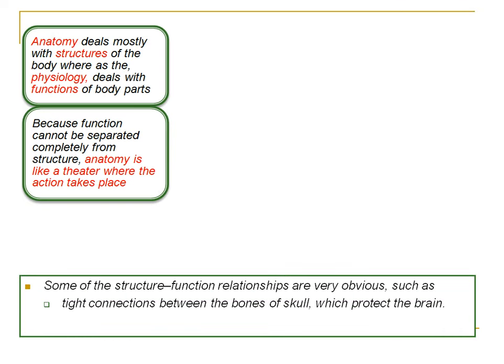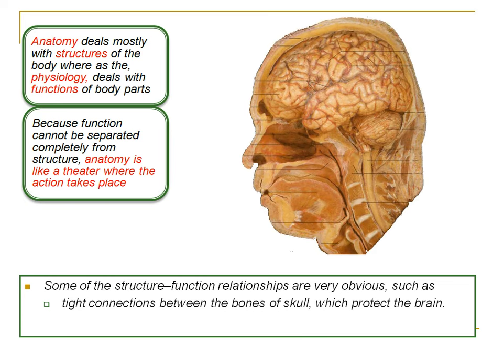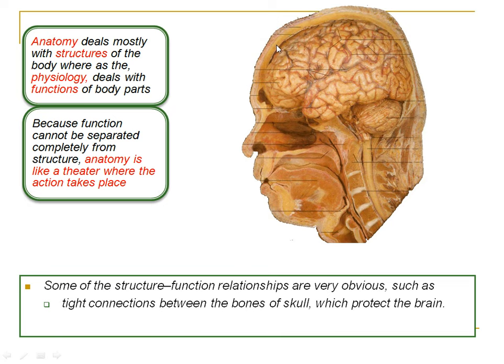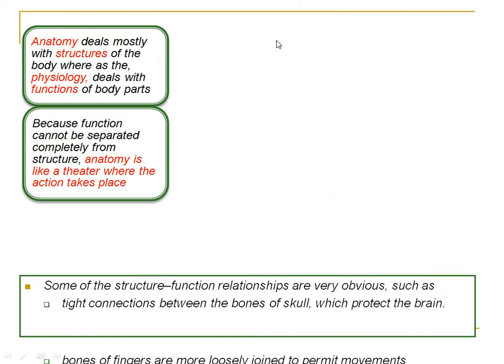But in the human body we see that some of the structures are so designed that we can imagine their functions very clearly. Like when you see the different bones of the skull, they are tightly adhered with one another. It is so because underneath there is a very vital organ, the brain. So to provide protection to the brain, the covering structures formed by the bone are tightly adhered. So tight adherence denotes that it has to provide protection.